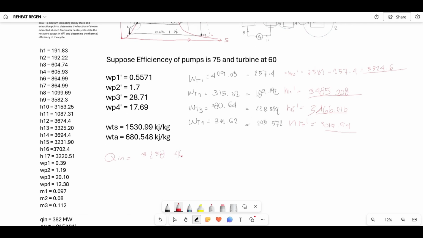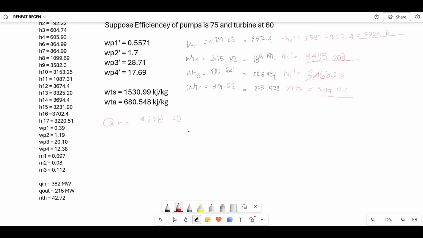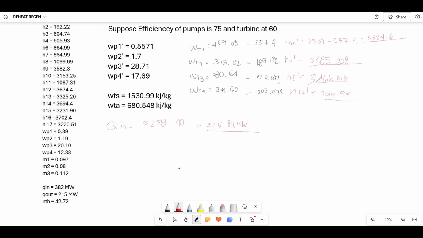3,258.40 times 100, so we can get the megawatts: 325.84 megawatts. That's our Qin. You see, this is lower compared to the ideal one, so therefore we're going the right track. Now Qout is useless, because we're using actual. We cannot use 1 minus Qout over Qin because that only works for an ideal answer.